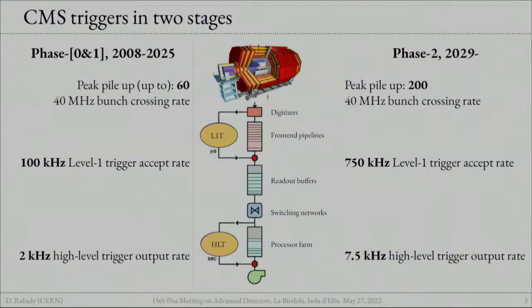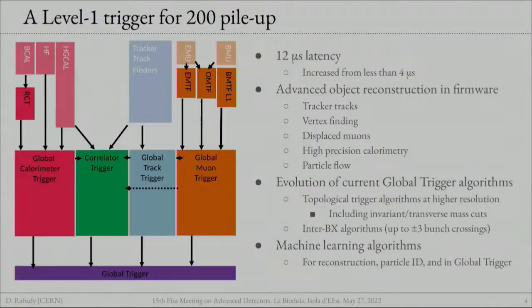In phase 2, which starts in 2029, we expect a peak pileup up to 200. Accordingly, the level 1 trigger rate is going to be increased significantly to 750 kilohertz, and also the HLT trigger rate will increase to 7.5 kilohertz. Okay, how to deal with this massive pileup, this 200 pileup?